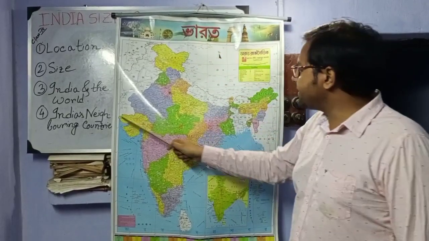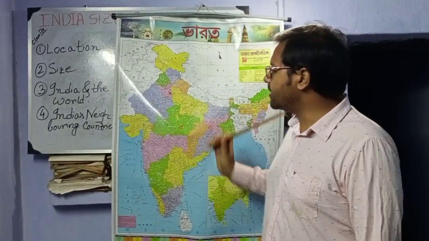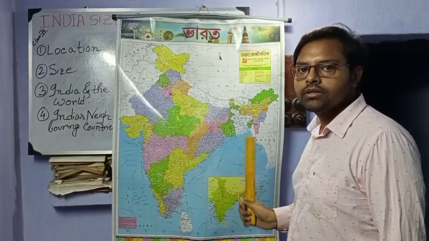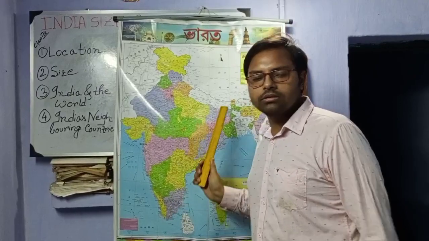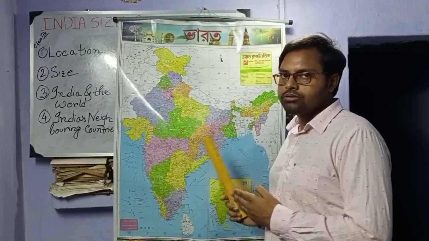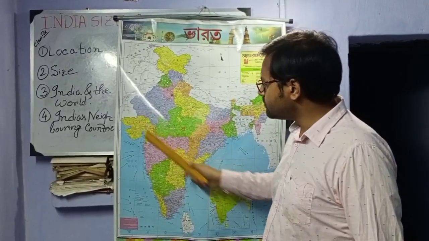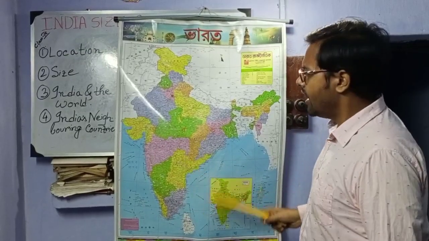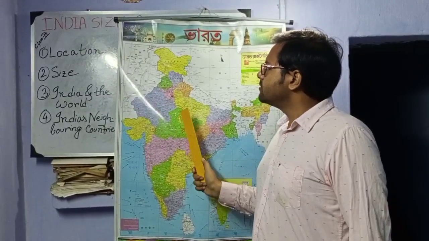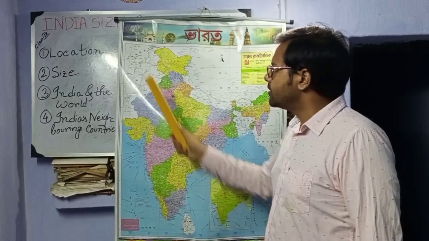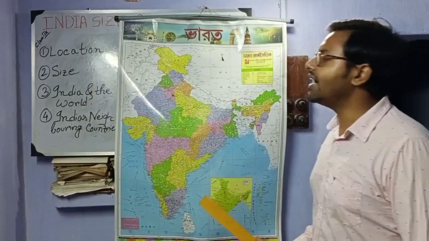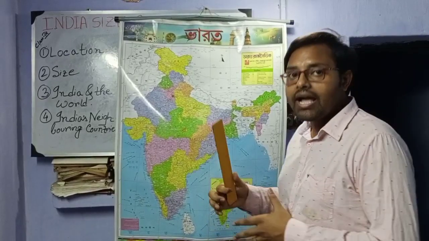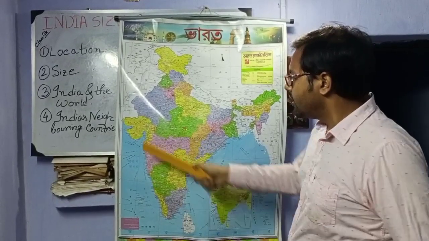And this east-west extension is more than the north-south extension. We have already said the north-south and east-west length, so this length is more than that. And the size, we have already said the size. This is the location. And now if we see India and the world as a relationship matter, just see the strategic location.